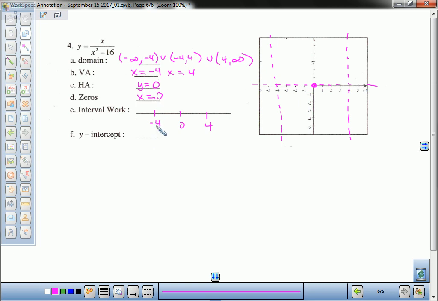Okay, so on my interval work, my critical values are +4, -4, and 0. I want you to see if you can find the signs. Finish that sign chart for me. Oh, so you use the vertical asymptote. For the interval work, we use the zeros. Our critical points are the zeros and those vertical asymptotes. Yes.